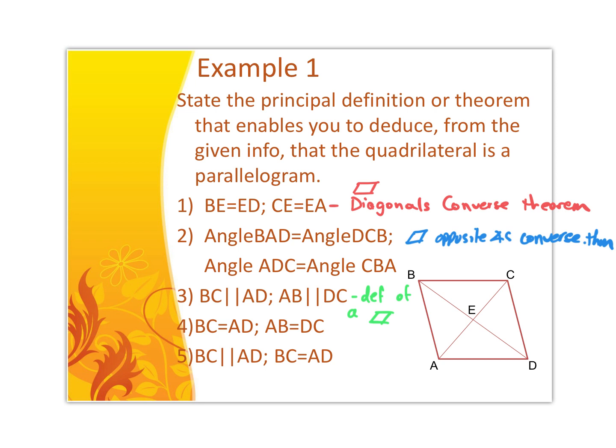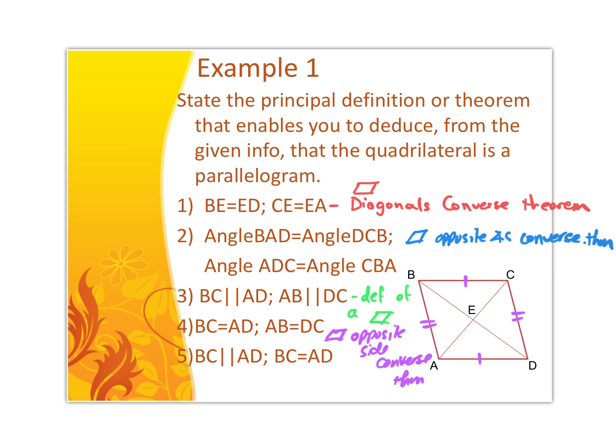Number 4 says BC is equal to AD. This side is equal to this side, and AB is congruent to DC. So notice that my opposite sides are congruent. So this is the parallelogram opposite side converse theorem. And it's a converse because we learned about the original theorem yesterday. The original theorem proves that the opposite sides are equal. The converse proves that it's a parallelogram.